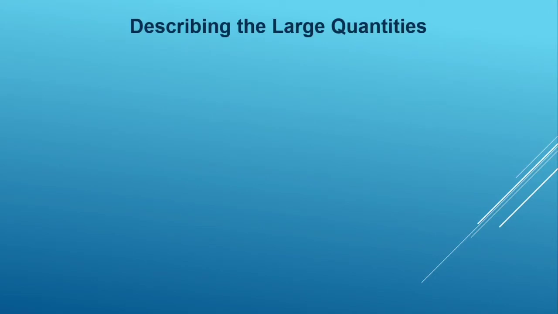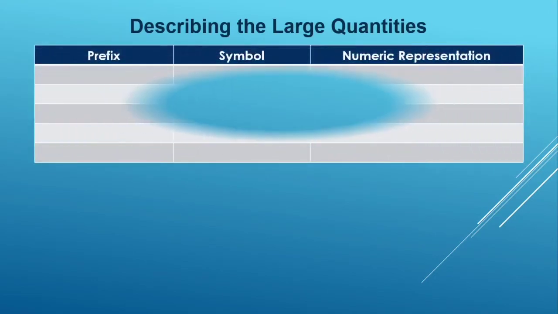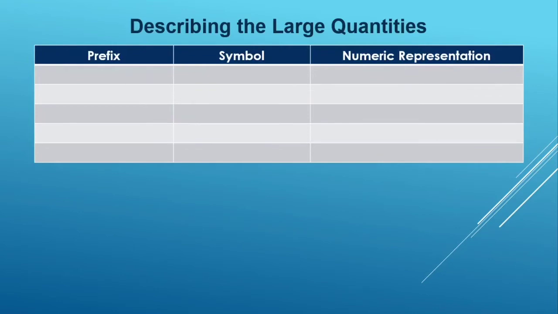So let us describe the large quantities. So we have also another table here. The first column is the prefix, then the symbol of the prefix, and the numeric representation of the prefix. Let us proceed first with the smallest of the large quantities, which is the kilo. The symbol of kilo is small letter k. The numeric representation of kilo is 1,000. So when you use the word kilo or the symbol k, it means you are pertaining to 1,000 times.